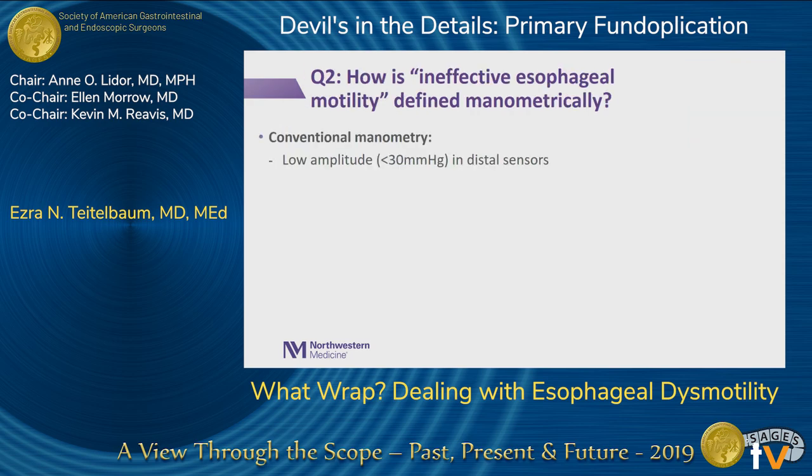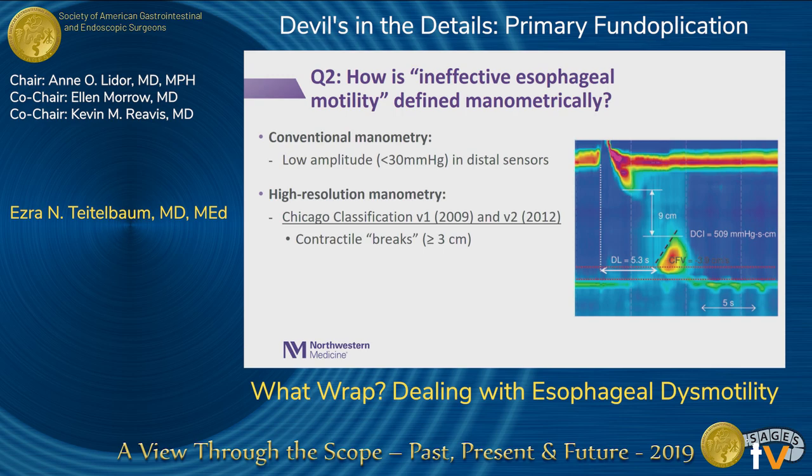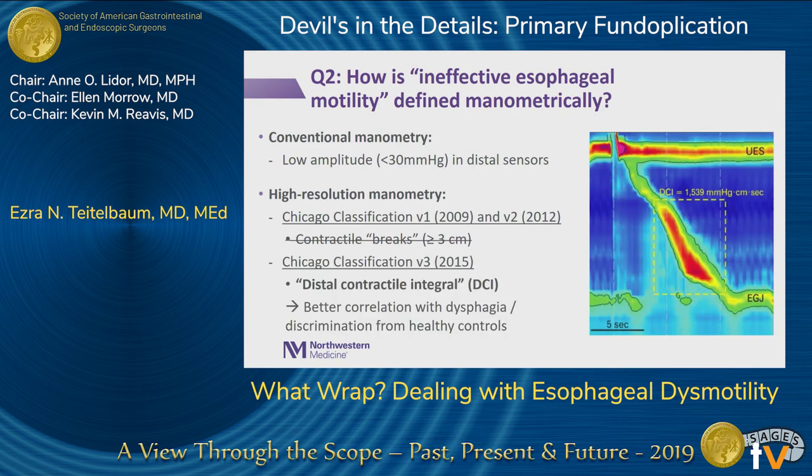So just some definitions. What is ineffective esophageal motility? With conventional manometry, this was defined by the amplitude of the peristaltic wave in the distal esophageal sensors. Then when we switched over in the last 10 years to high-resolution manometry, that definition has changed. So it's important to understand what you're talking about and what these reports mean. The first two Chicago classification protocols defined this as contractile breaks, a gap in the peristaltic wave as it propagated forward. Now that was completely redone in the third version, which came out in 2015. So most reports that you get will probably use this version 3.